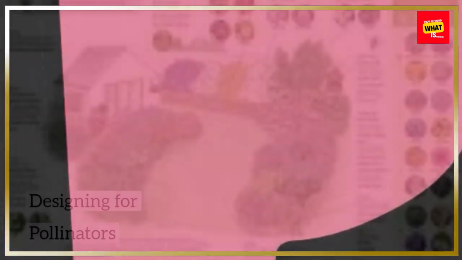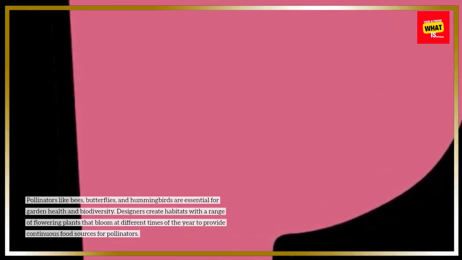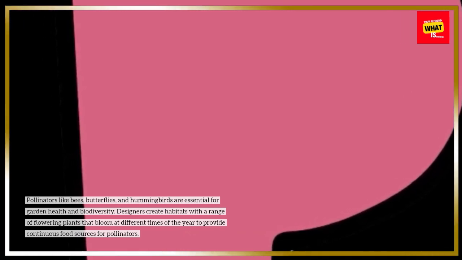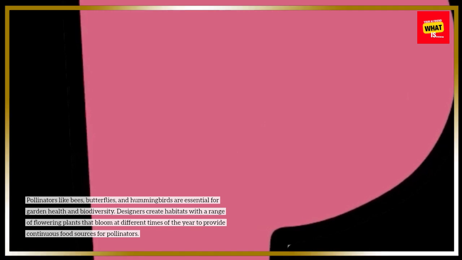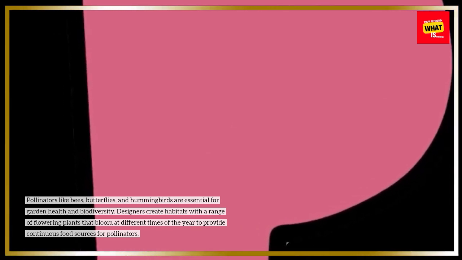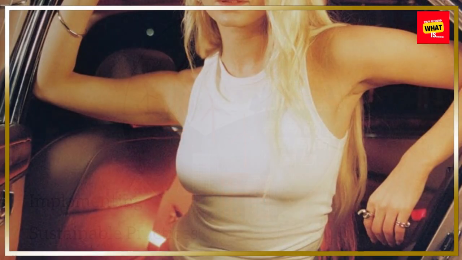Designing for pollinators. Pollinators like bees, butterflies, and hummingbirds are essential for garden health and biodiversity. Designers create habitats with a range of flowering plants that bloom at different times of the year to provide continuous food sources for pollinators.